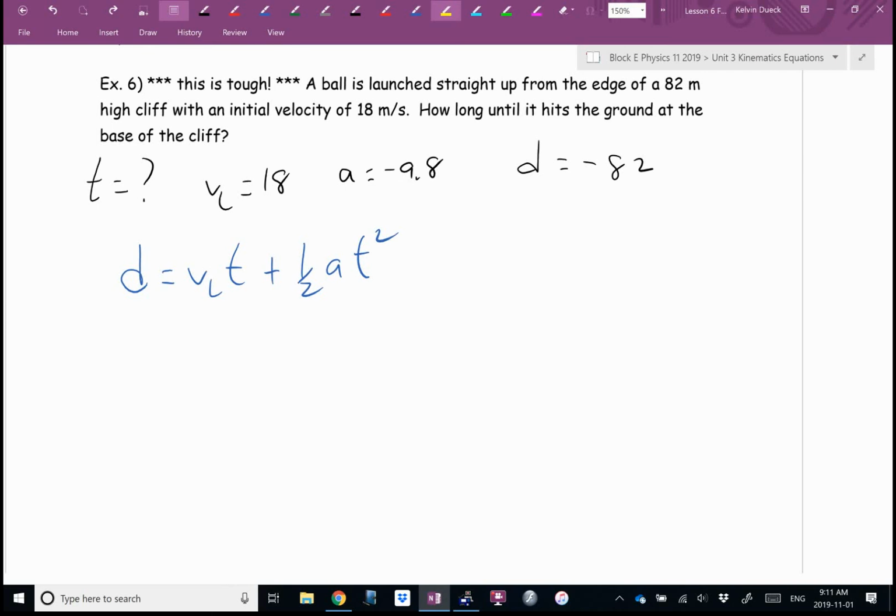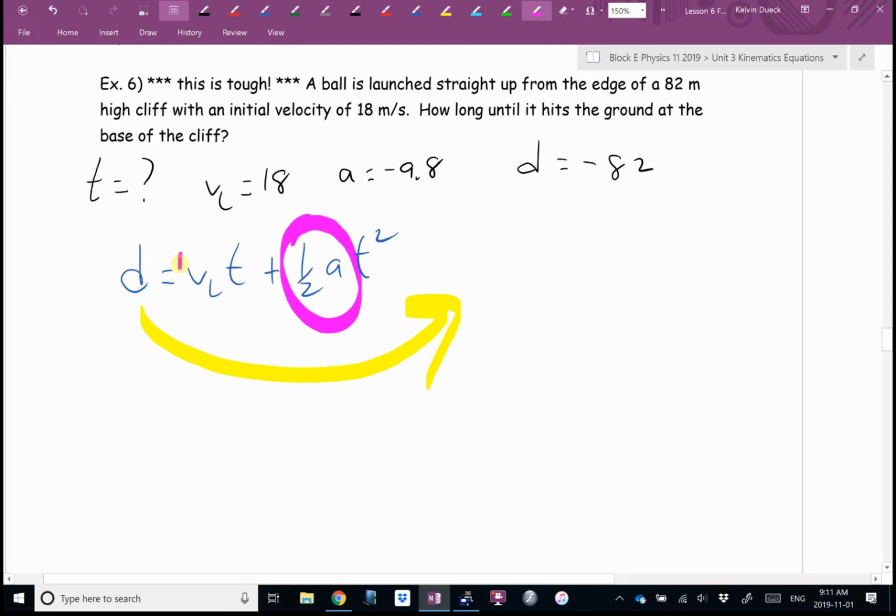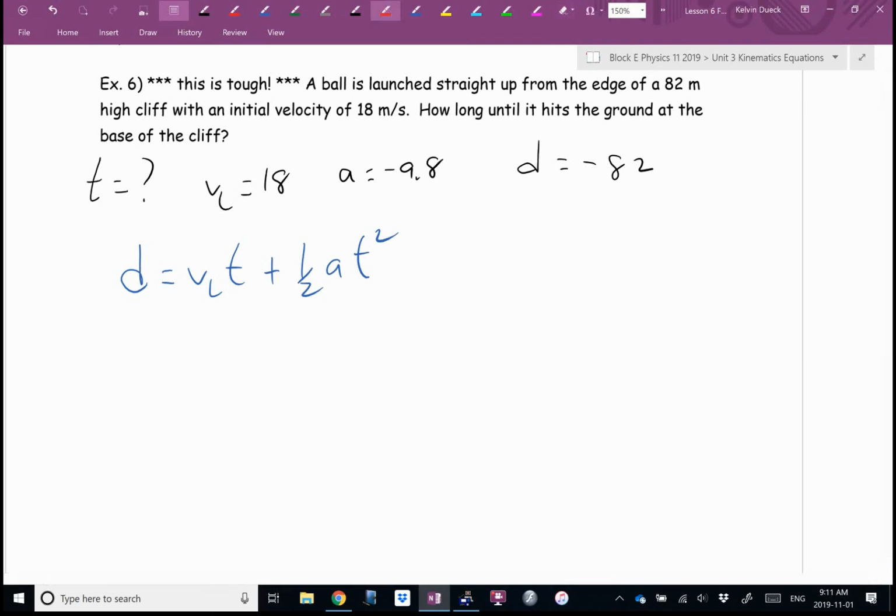Who are my grade 12s here? It's a quadratic, and you could use the quadratic formula. You would have to plus the D over to this side to make it equal to 0, and then that number would be A, that number would be B, and that number would be C. And you can do that if you want to, but here's the workaround. Pick your pencils up. Write that equation down, put a line through it, and say, can't solve yet.